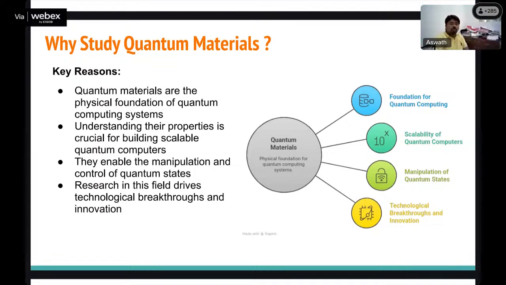Let me go to the next slide. On the right, I have a nice diagrammatic interpretation of these four reasons. It says quantum materials are the physical foundation for quantum computing systems. Knowing them, we can scale quantum computers, we can manipulate the existing quantum states, and we can achieve breakthroughs in technology and innovation of quantum computing if we study quantum materials. Let me go to the next slide.